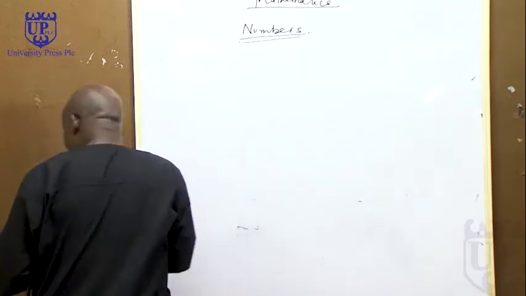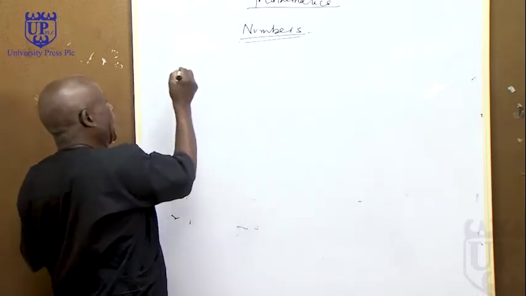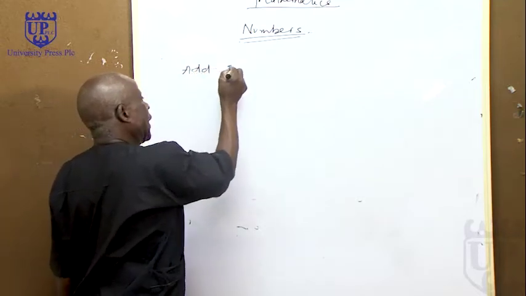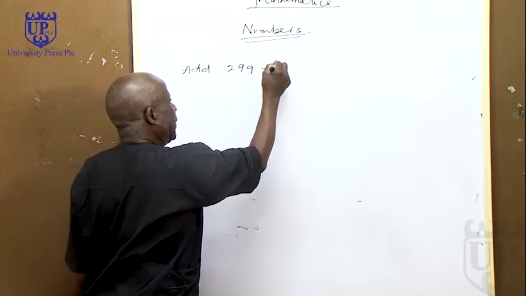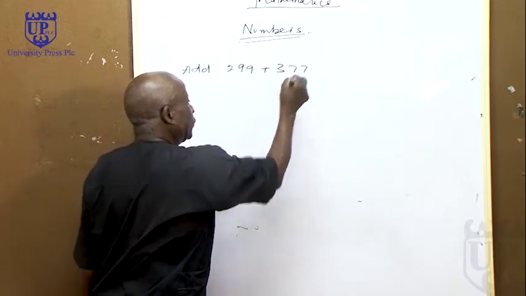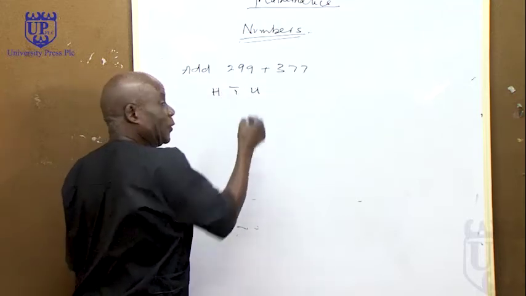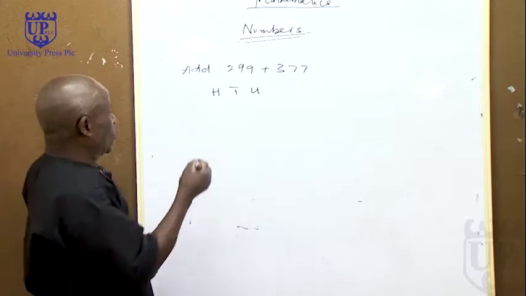Now let me start from the one you are used to when you are in primary school. If you are asked to add 299 plus 377, and you say hundreds, tens and units, don't quarrel with me, I say this is primary school, but I want to show you something.